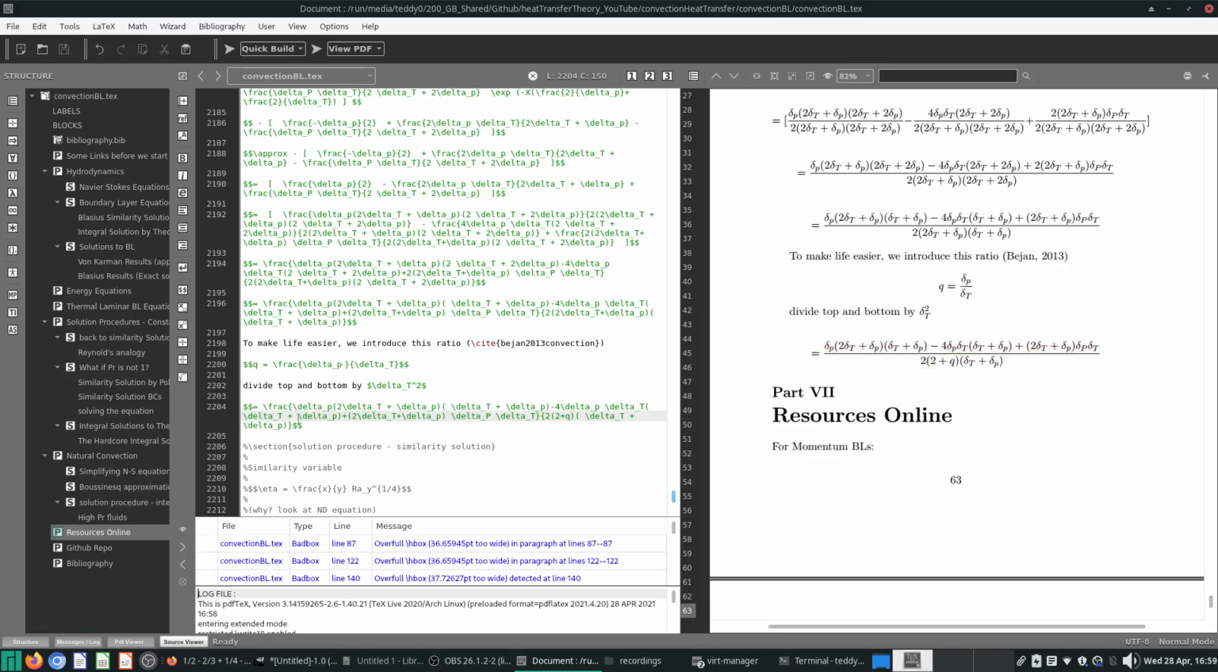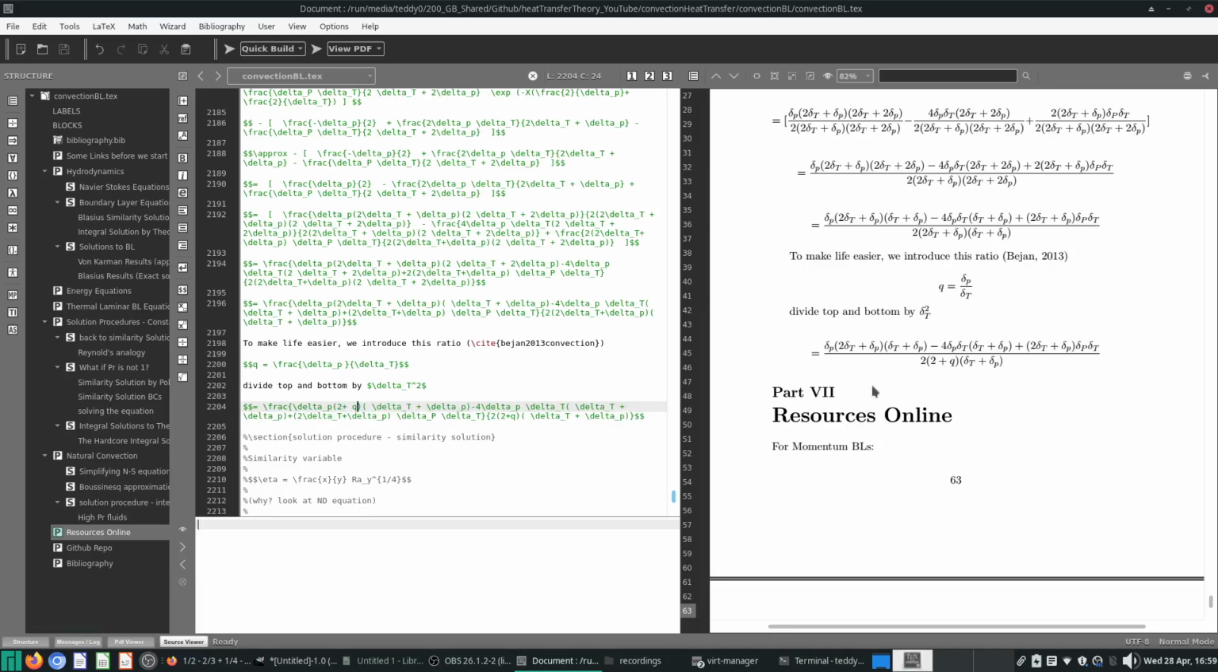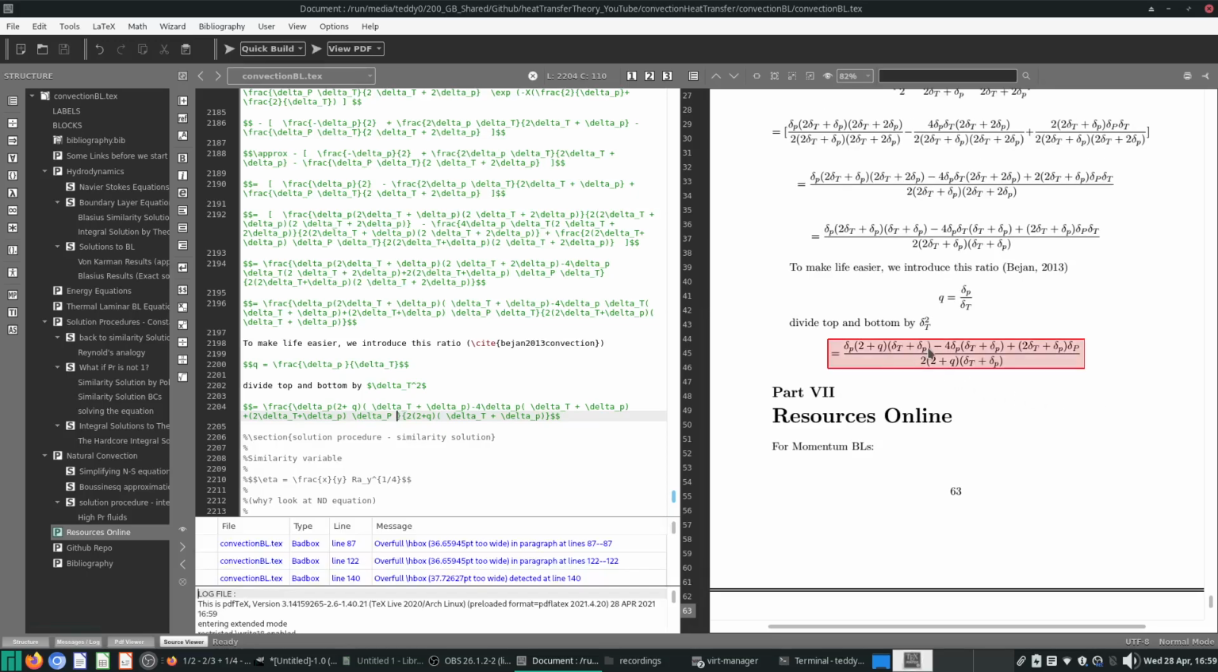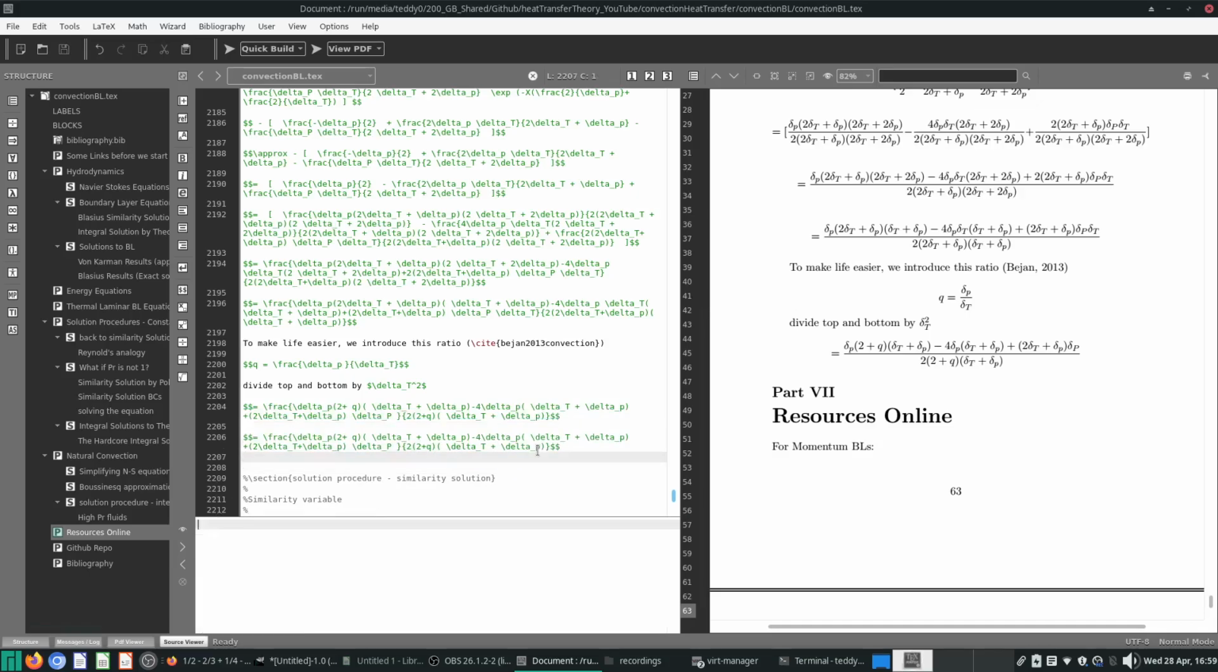So let's do a 2 plus q thing at the top here as well. 2 plus q on top. Here we can just knock off one of these delta t's. Very simple. Here we also have one of these delta t's which we want to take out. So that's the first time. And we'll do it a second time as well.